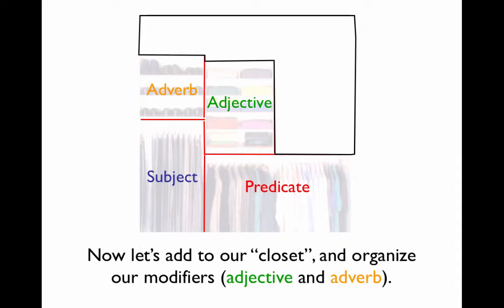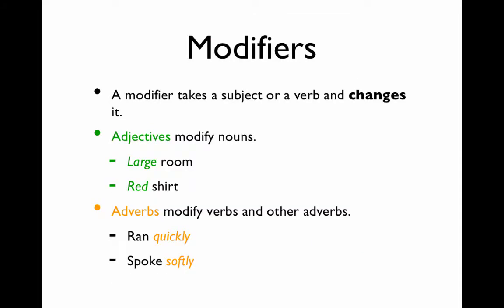But we're going to add a few other things, adverbs and adjectives, to kind of organize our closet a little bit better. So when we're talking about that, we're talking about something called modifiers. A modifier is something that takes a subject or a verb and changes it or describes it. So we already know some of these. Adjectives, which are going to be in green in this presentation, modify nouns, like a large room or a red shirt. And adverbs modify verbs and other adverbs.